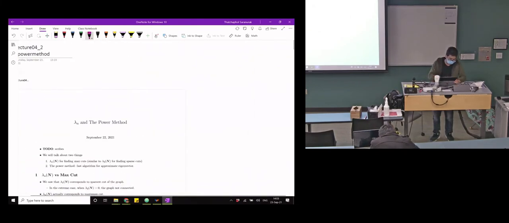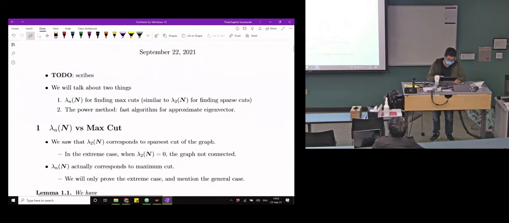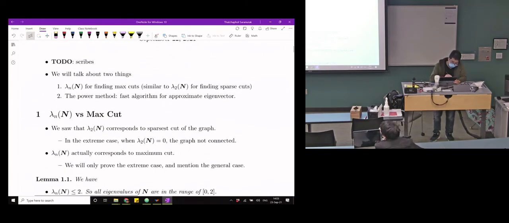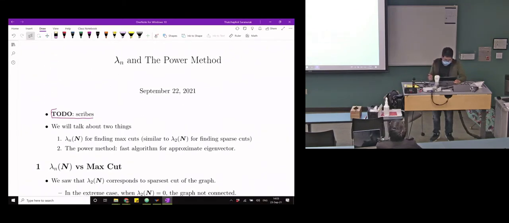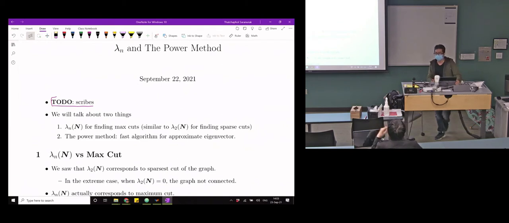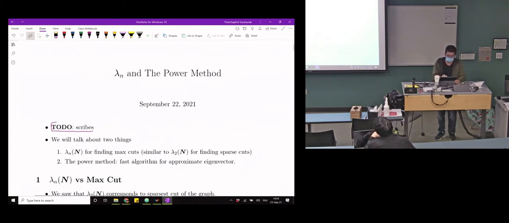And I want to mention, okay. One thing is that we need some scribe for the next file. Is there anyone who didn't scribe yet? Do you want to try? Which one are these? This one.